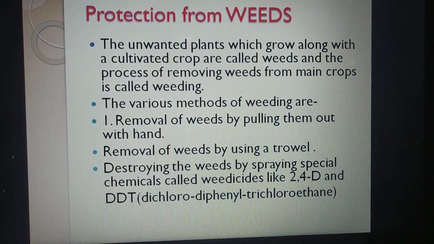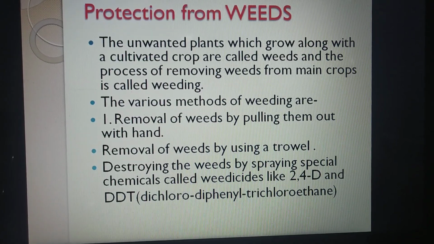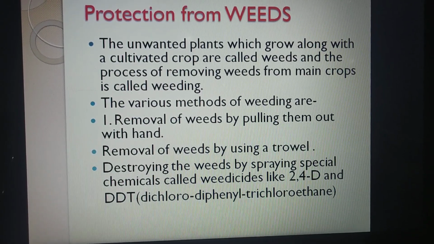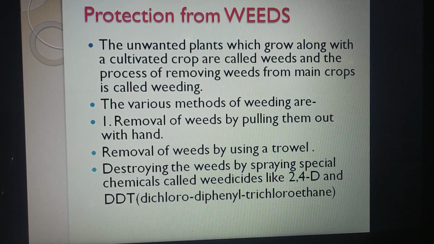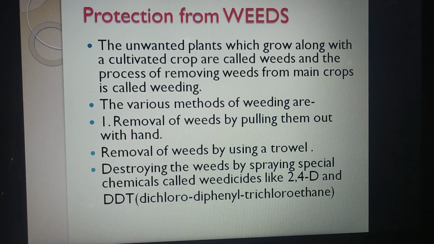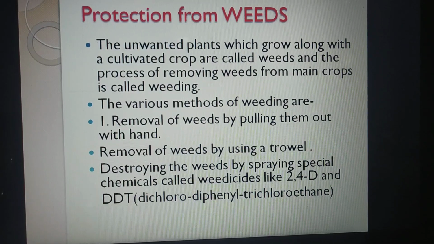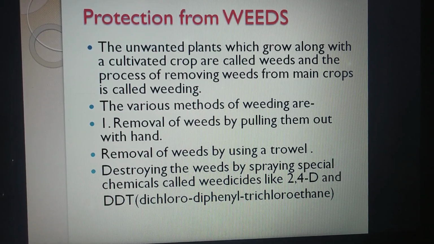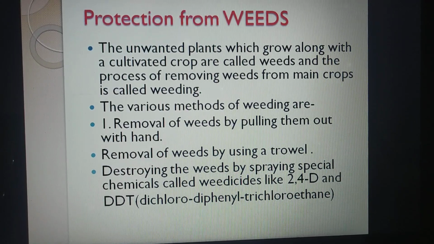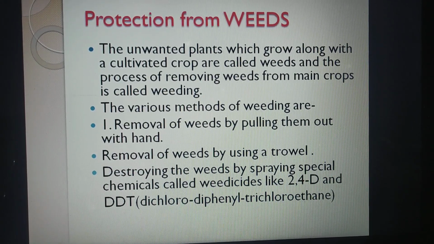So here the question arises, why the weeds should be removed? So answer for this question is because the weeds compete with the crop plant for water, nutrients, space and light, and they also affect the growth of the crop. So they need to be removed from the field.